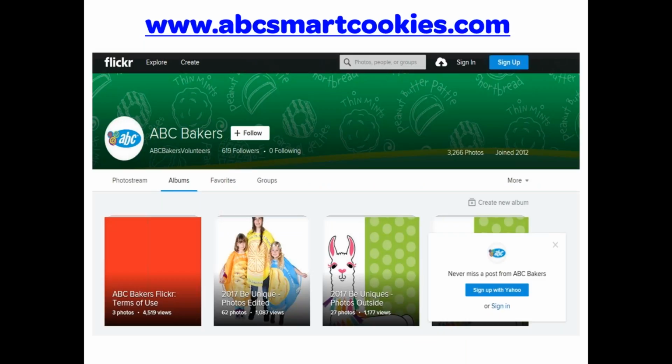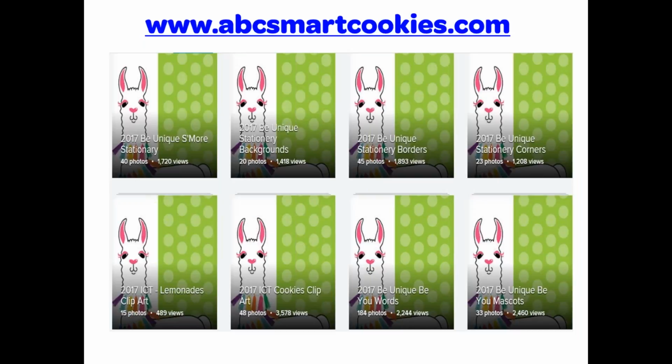This is what their Flickr account looks like. You're welcome to use any of the images that they have here for your booth sales, for thank you cards, business cards, anything that you may want to use it for. Here's another shot from their Flickr page. These are just different little aspects that you can actually use. They have more stationery backgrounds, borders, corners. There's lemonades, clip art, Be Unique, Be You words, and of course the mascot views. Any of that you can use.